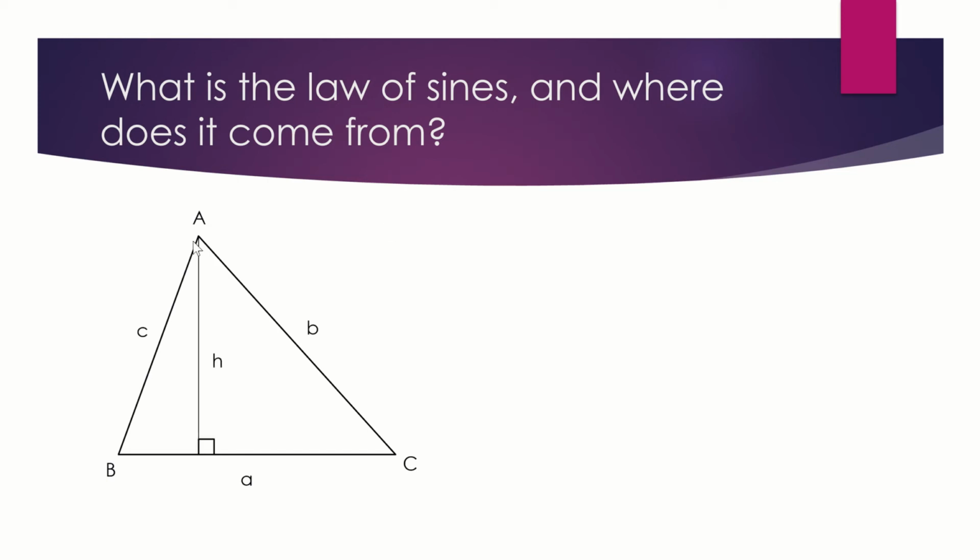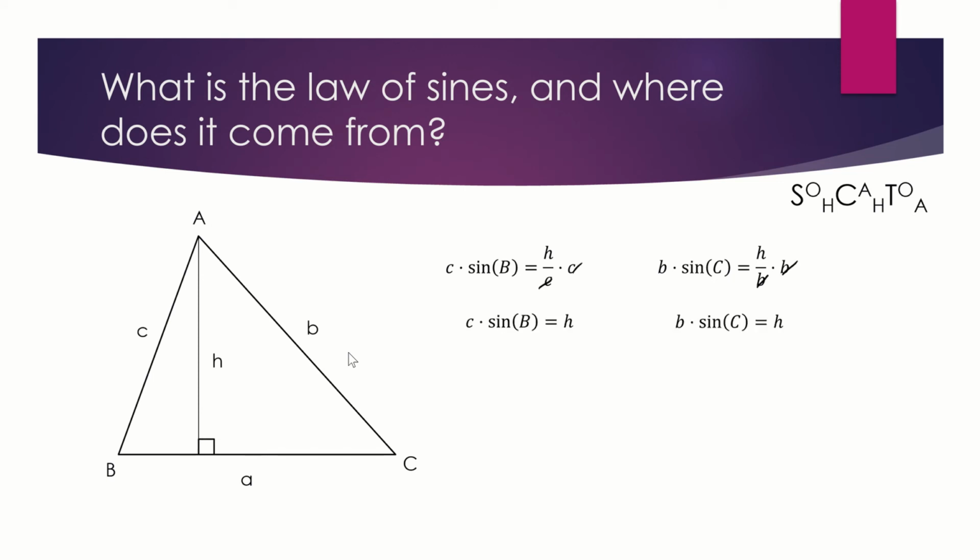Suppose that I draw a perpendicular line here, let's call that H, from A to BC. We know that it's true that the sine of B is equal to the opposite side, which is H, over the hypotenuse, which is C. That's based on SOHCAHTOA. We also know that the sine of C is equal to the opposite side H over the hypotenuse B. So with a little bit of algebra here, including multiplying both sides by C for the first equation and B for the second equation, and canceling things out, we see that C times the sine of B and B times the sine of C are both equal to H.